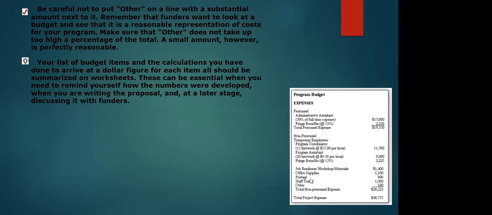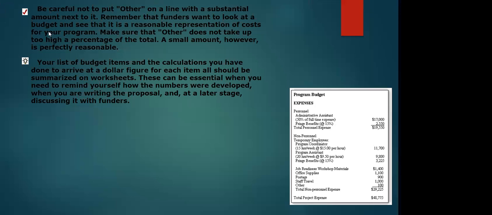How much does it cost? Office supply, footage, staff travel. You always want to put money in there for your staff to travel, as well as for you to travel. Others, and then they put down the total non-personnel expenses, which is $29,000. You combine them together, and you get a grand total of $48,000. So this is simply the most basic type of budget.